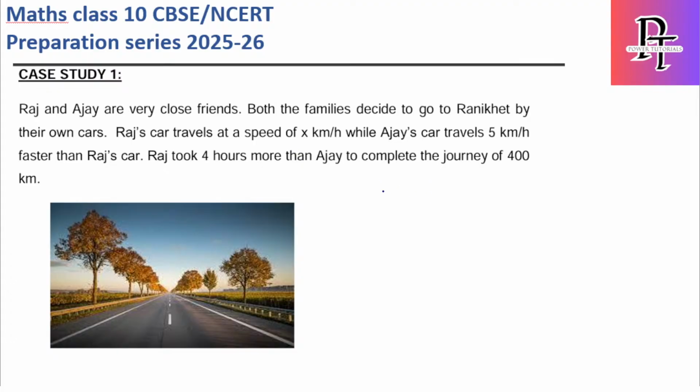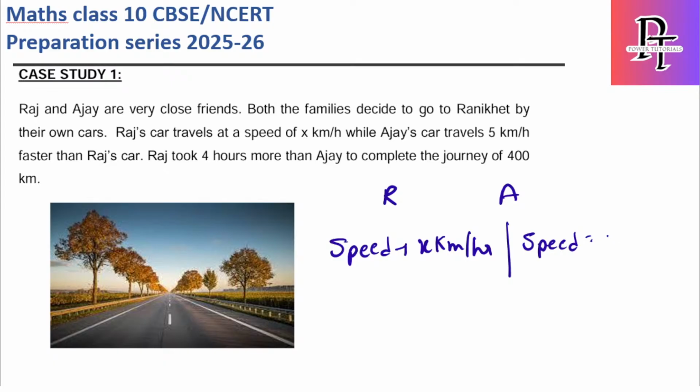So here you can find we have 2 persons. The first one is Raj and the second is Ajay. Both are going to Raniket by their own cars. Raj's car travels at a speed of x kilometers per hour. So Raj's speed of car is x kilometers per hour. Ajay's car travels 5 kilometers faster than Raj's car. So Ajay's speed of car is x plus 5, because it is traveling 5 kilometers faster than Raj's car.